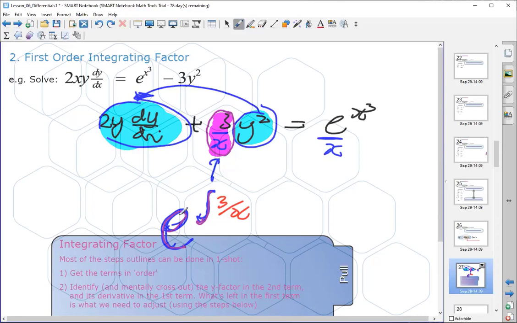Okay, so help me with this. What's the integral of 3 over x, Devansh? 3 ln x.